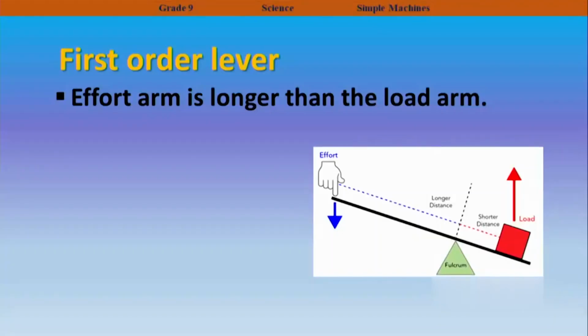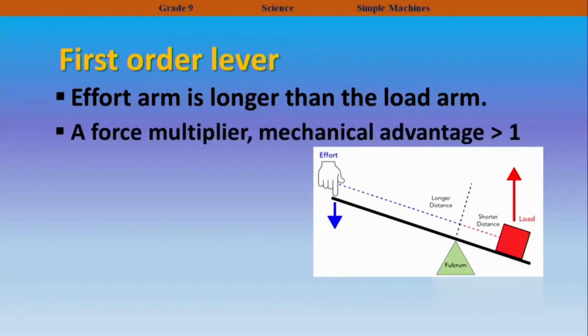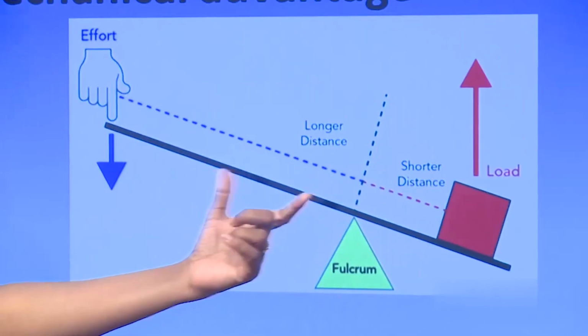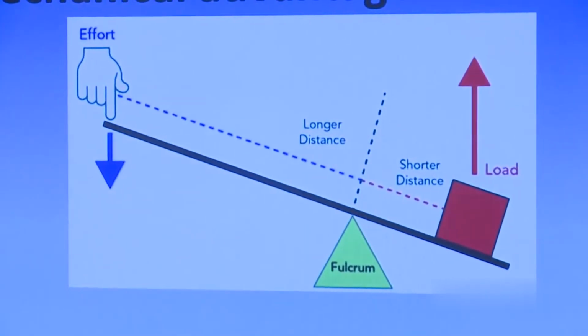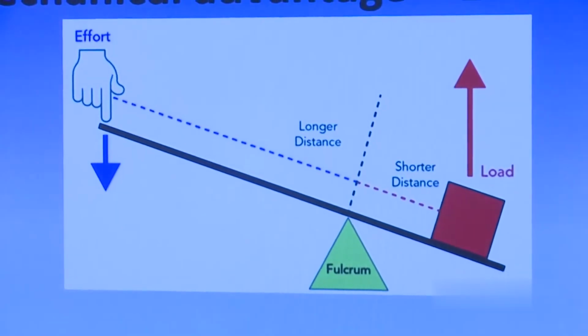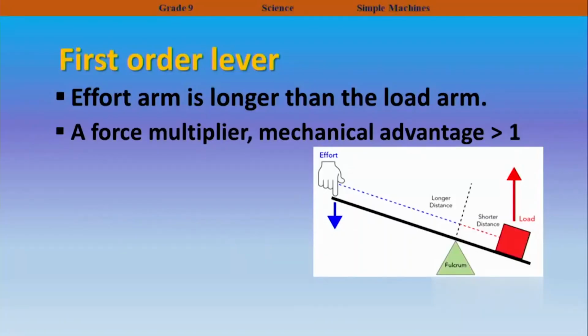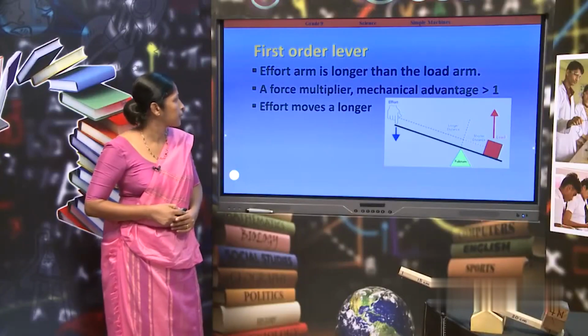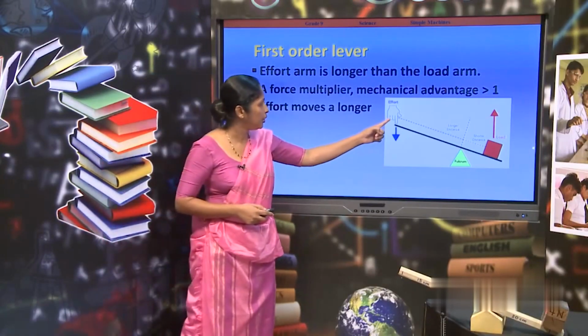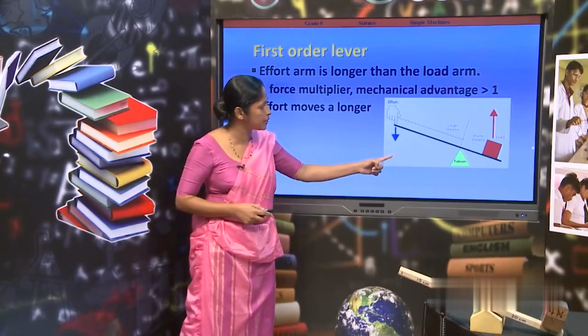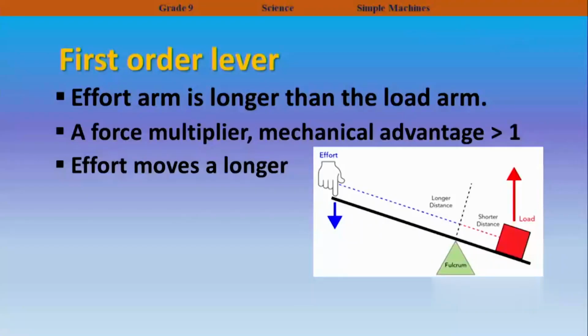First order lever, as I told you, the effort arm is greater than the load arm to increase the mechanical advantage of this lever, and it is a force multiplier. That means the mechanical advantage is greater than 1. But the effort moves a much greater distance than the load moves.